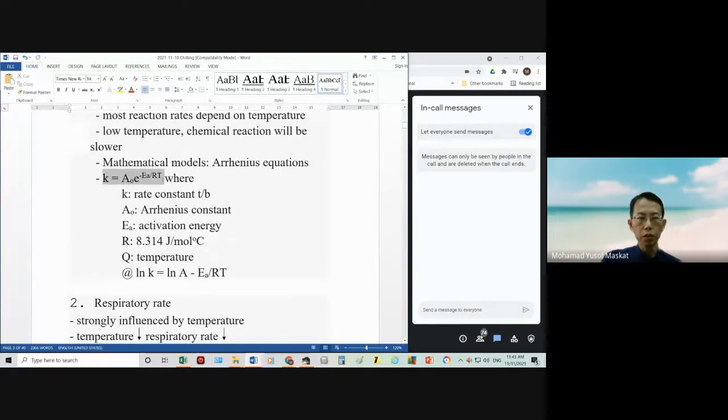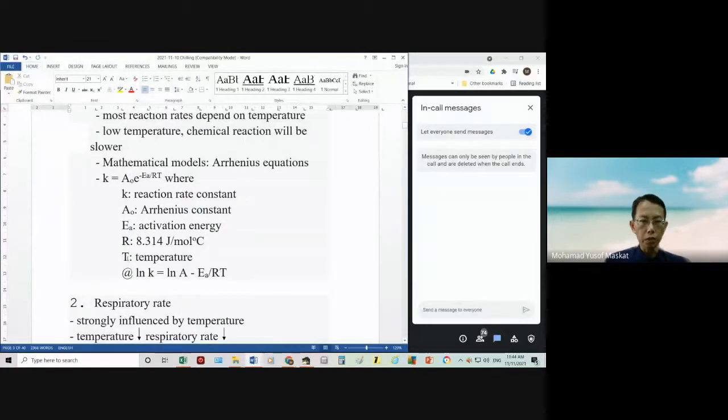This is the Arrhenius equation, where k is the reaction rate constant, A0 is the Arrhenius constant, Ea is the activation energy, R is the gas constant, and T is the temperature.